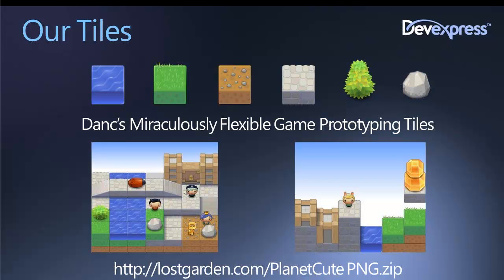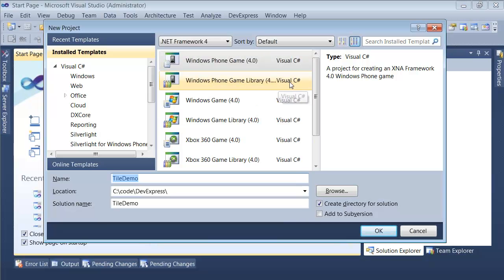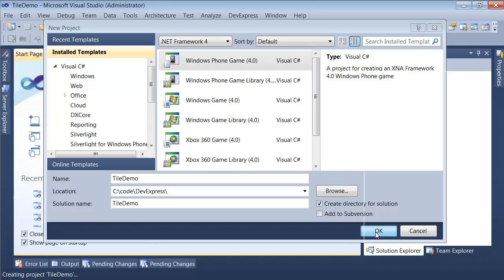So with that out of the way, we know what tiles we're going to use. We've got a rough idea of what we're going to do. And so we'll go ahead and get started by jumping into Visual Studio. The first thing we're going to do is create a Windows Phone game project, just like you've seen before, and we'll just call it Tile Demo. We'll go ahead and create that.